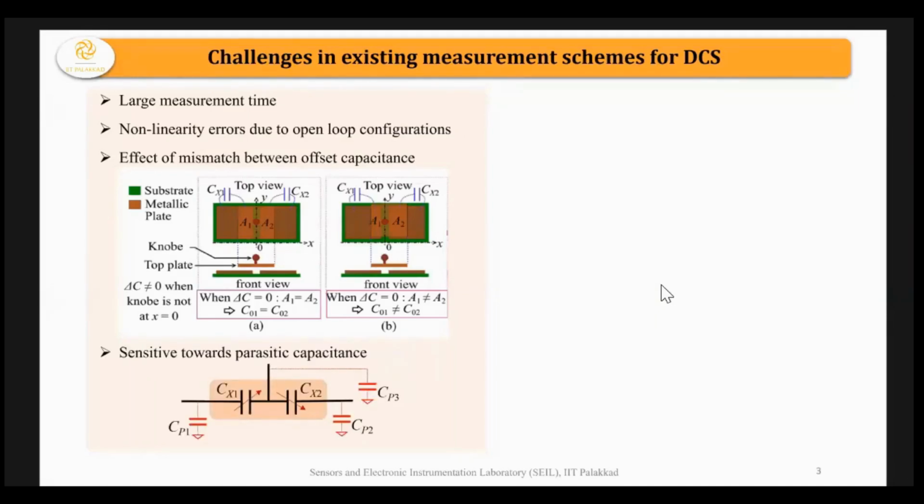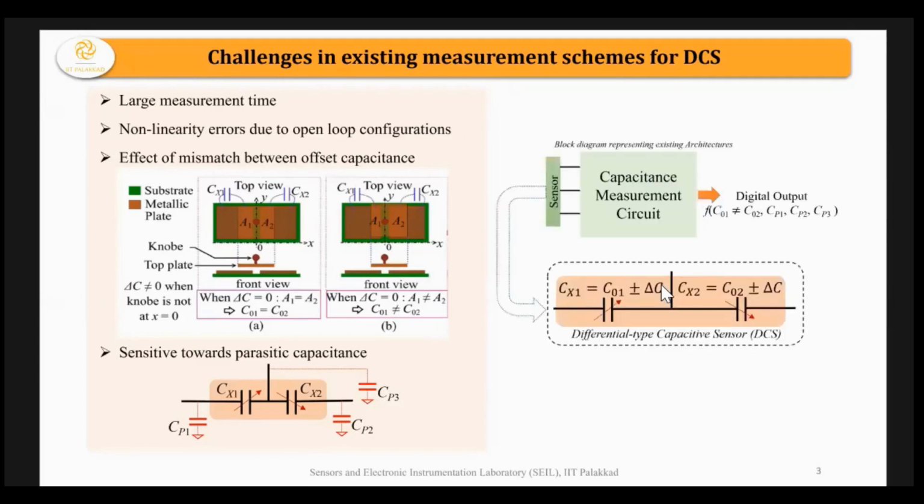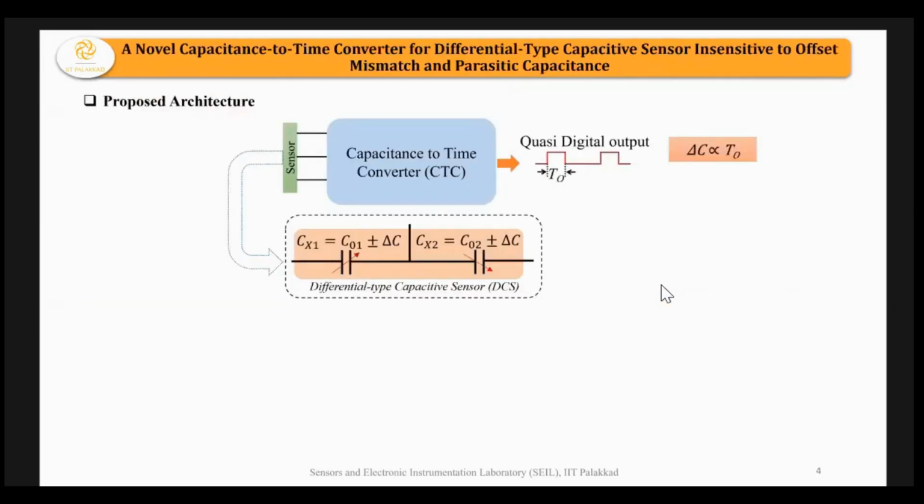The other challenge is the presence of parasitic capacitance. Most of these measurement schemes are sensitive to parasitic capacitance. In general, the digital output of the existing architectures depends on this mismatch in offset capacitance as well as the parasitic capacitance. Based on this, we propose a novel capacitance-to-time converter.